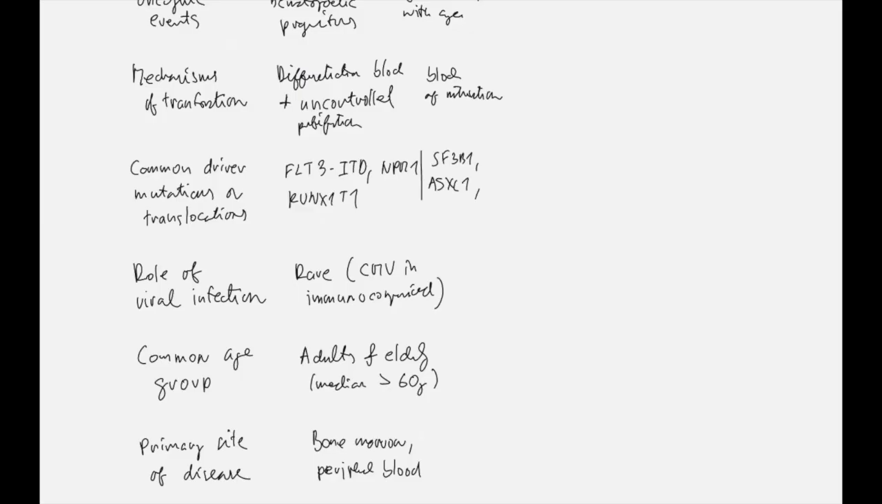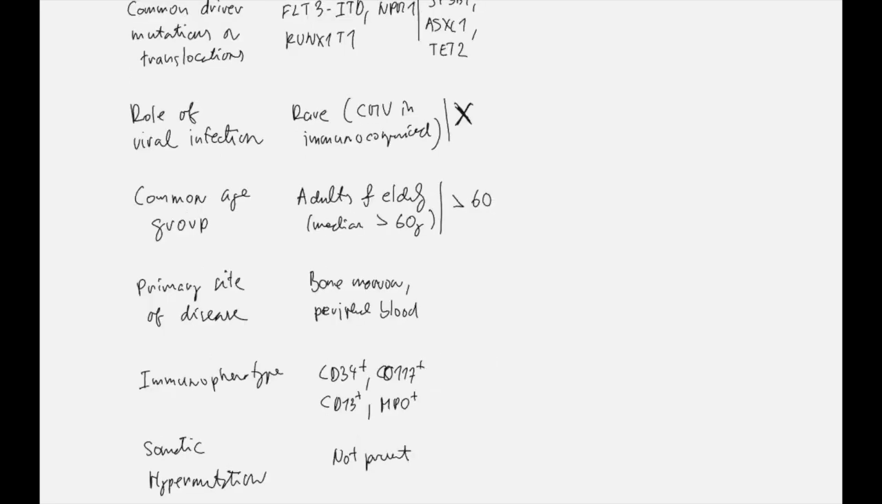Is there a role of a virus? No. Over here, there is not a role of a virus, so no. Common age, typically elderly, so over 60 years. Primary site of disease, it's bone marrow, of course. And typically in the blood, you're going to have cytopenias, as we talked about.